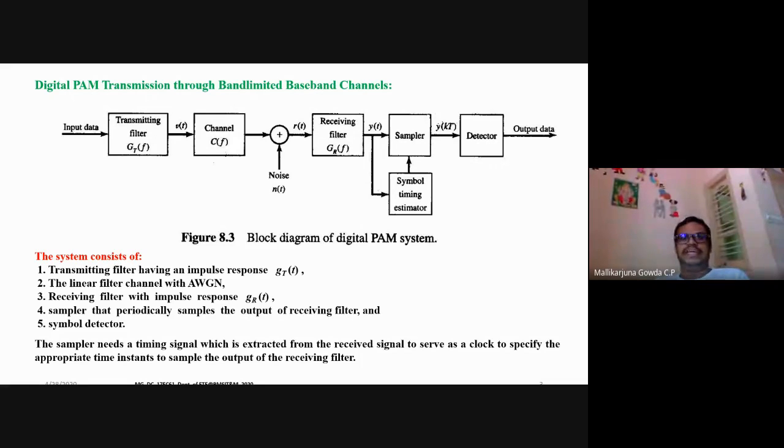So let me talk in depth about each. Means how do we represent the input data sequence, the output of the transmitting filter, the output of the channel filter, and other things.